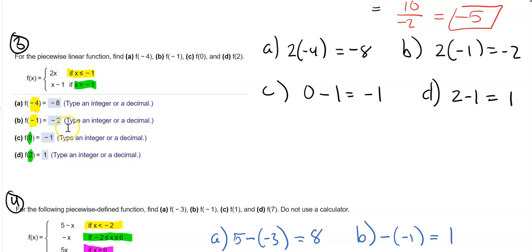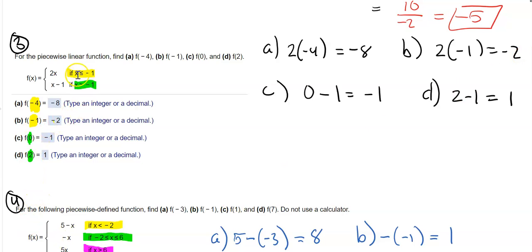Anyway, so we're looking at -4 here. So -4 is indeed less than -1. That tells us that we are plugging it into this function. So I simply plug that in, I multiply. Pretty tough stuff here. Where is -1 allowed? Here it is less than or equal to. So once again, it is allowed here. So I plug it into that function and multiply.